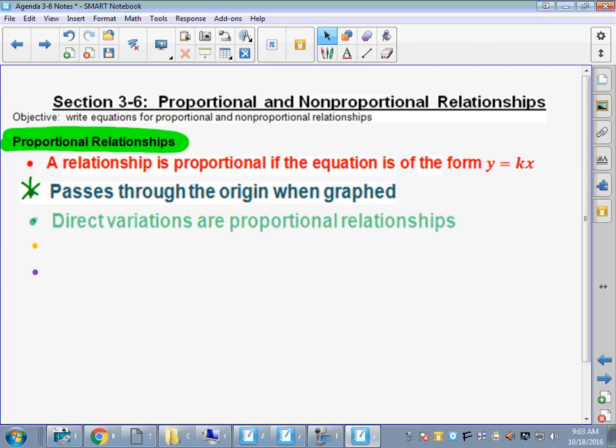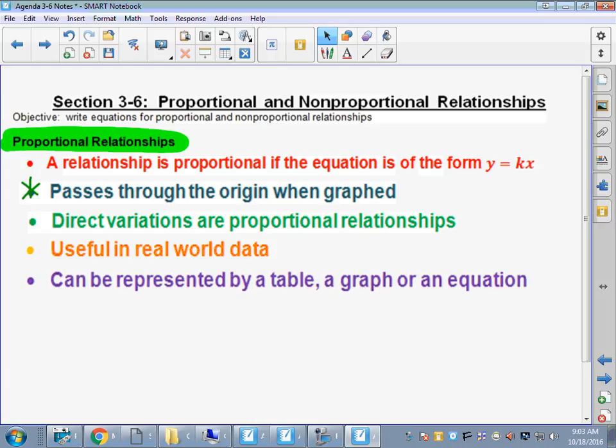And I mentioned this already, but direct variations are an example of proportional relationships. We use this a lot in real world data. Actually, the practice problem is going to sound very familiar, but we use this a lot for proportional. We're going to do an activity with these, and we can represent this with a table, a graph, an equation, a statement. An example of a proportional relationship in real world would be money, right? Like a job. How much you earn depends on how much you work, and that k value would be how much you make per hour.